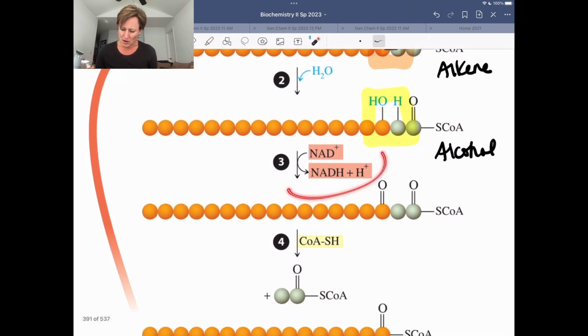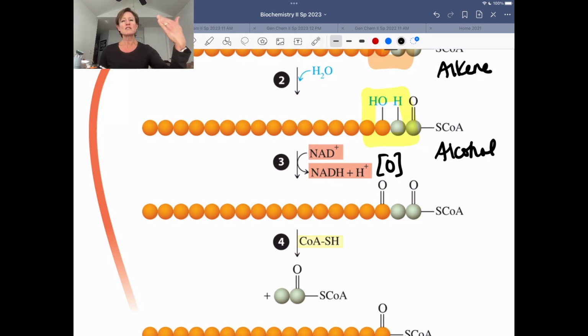Then we're going to do another oxidation chemistry. Remember, NAD plus going to NADH. That's reduction of that B vitamin, so we must have oxidation of our substrate. And indeed, we go from an alcohol to a ketone.